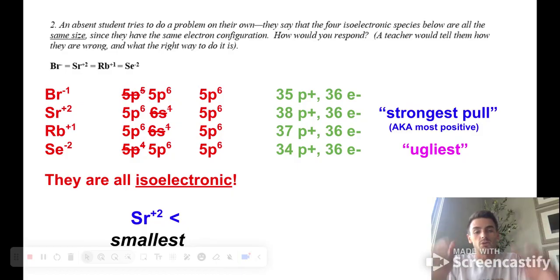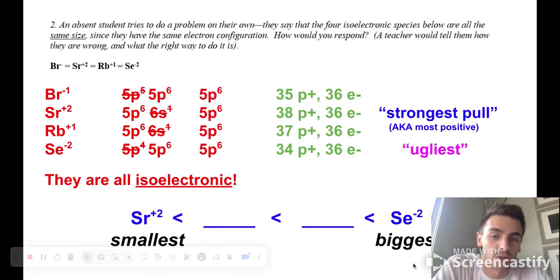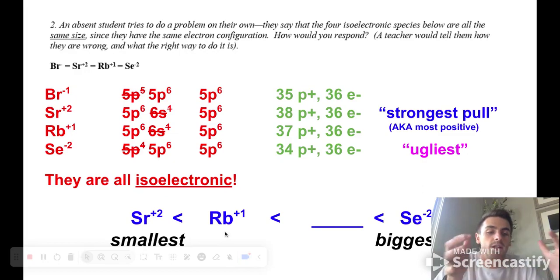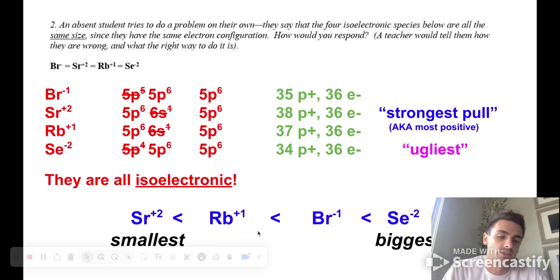So they're not going to pull as hard, which means selenium -2 is the biggest. And then again, we have those other two left. If we look at 37, that's going to pull a little bit harder. So rubidium pulling a little bit harder would be smaller than bromine. And just remember, when you look at all this, this makes sense.